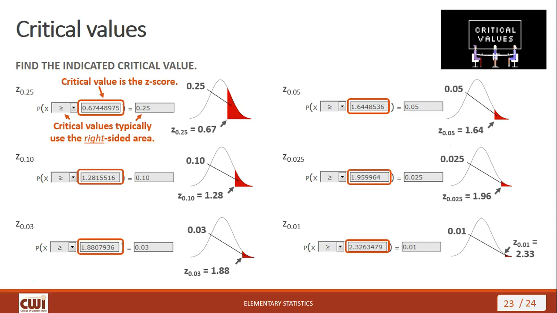So you can see how StatCrunch makes this super easy. We can also use this looking at the tables. We just have to use them in reverse. So, for example, for the last one, we'd find the value of 0.01 for the area, and then we'd have to reconstruct our z-score from the row and column headings of interest.